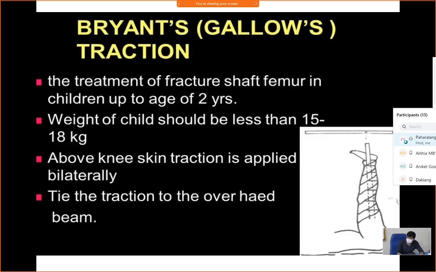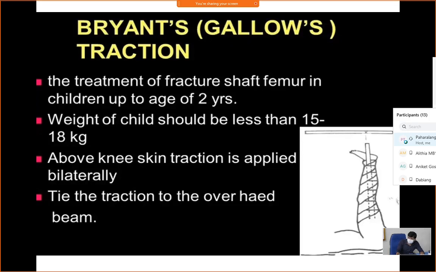Brandt-Gallows traction. This is used mainly in shaft of femur fracture in children. In this position, which is a very awkward position, as you can see, nowadays we are not using it. Previously we used to use it, but now we are not using it.